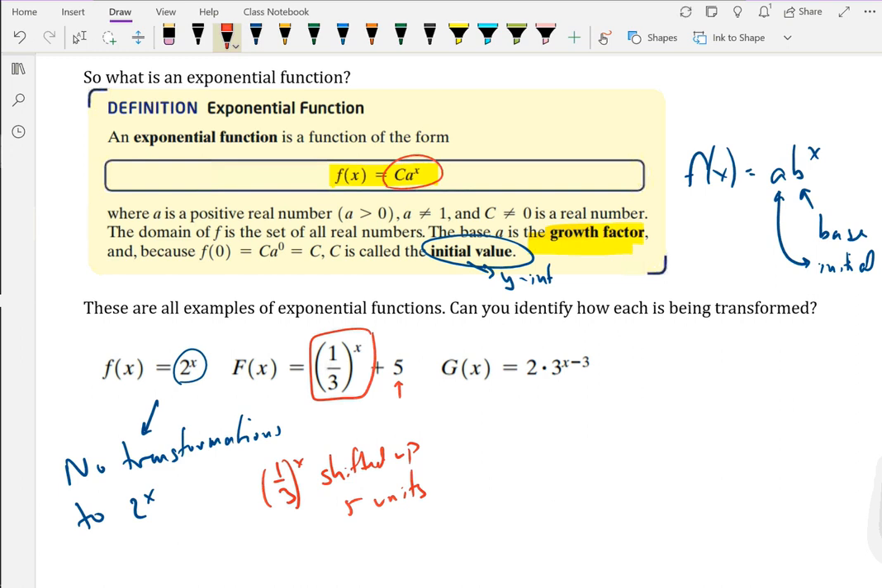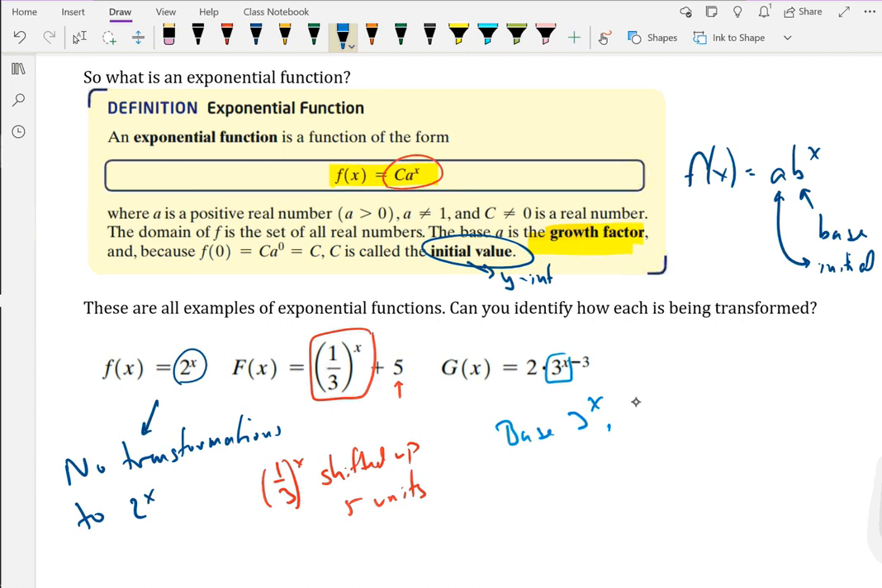Let's take a look now at capital G. It looks like the base function here would be 3 to the x, but additionally we have a minus 3 with the x, and we have a multiply by 2 out front. So we have the base function of 3 to the x, and we have to do the exponents first. Remember, order of operations: exponents, and then multiplication and division. So we're going to do the exponent first.